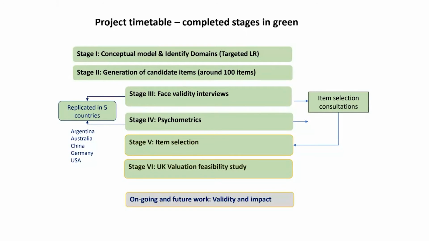So in terms of the different stages of the project, the ones in green, I'm glad to say, are pretty well finished. So we started with the conceptual side, looking at the domains that we wanted in the measure based on a literature review, which I'll describe in a bit. We obviously needed to generate a list of candidate items and then put them through their paces in terms of face validation and psychometrics. And the evidence from these 2 stages informed the final item selection, which involved substantial consultation. And lastly, we've been undertaking a valuation feasibility study in the UK.